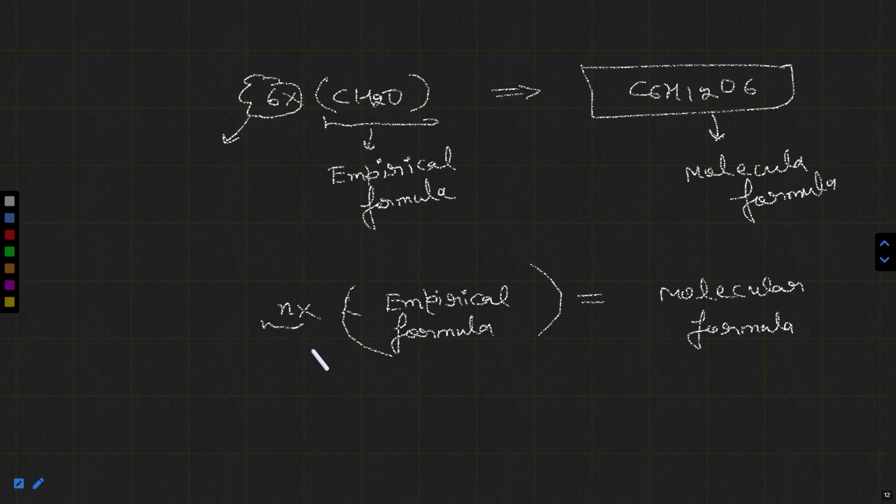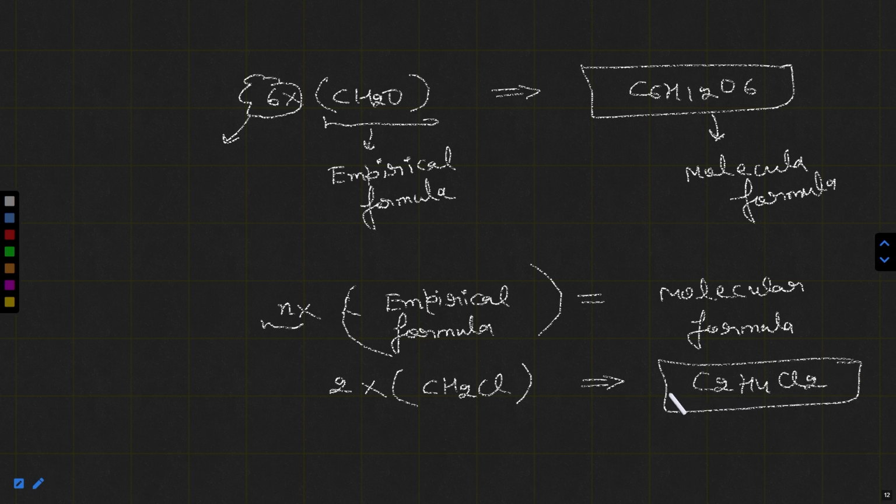In this particular question, with this data we obtained the empirical formula CH2Cl. If I multiply CH2Cl with 2, you will get the molecular formula, which is C2H4Cl2. C2H4Cl2 is the molecular formula, the empirical formula is CH2Cl and the value of n is 2 here, and in the case of glucose the value of n is 6. So the value of n can vary, but it relates the empirical formula and molecular formula.